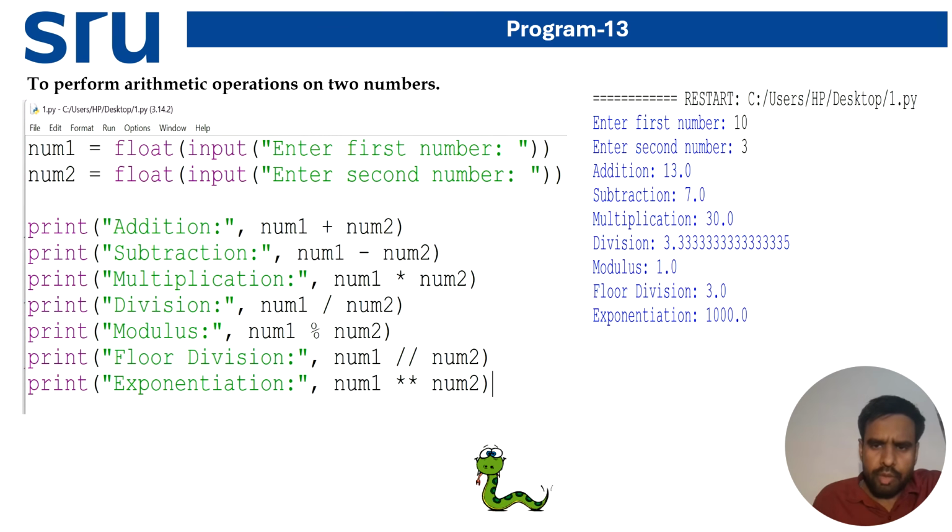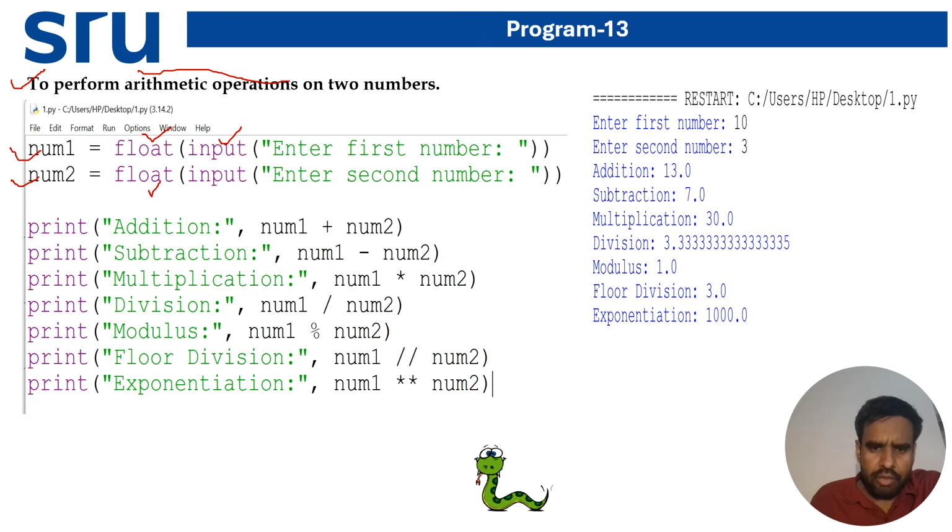Now come to program number 13. Program 13 is to perform the arithmetic operations on two numbers. We have to take two numbers, num1 and num2. Now I am taking float. Float means decimal data type, that is, decimal values. In the second also you can take decimal points, suppose 5.2, 5.3.